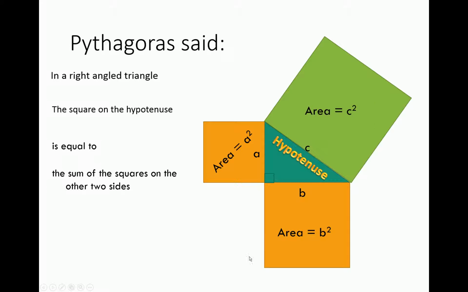So if we turn that into a formula now, what we're saying is this: C squared, this area, is equal to the sum of the other two areas. So it's equal to A squared plus B squared. Now don't worry if that's baffling at this stage. We're going to look at how you can use that to solve some problems next.